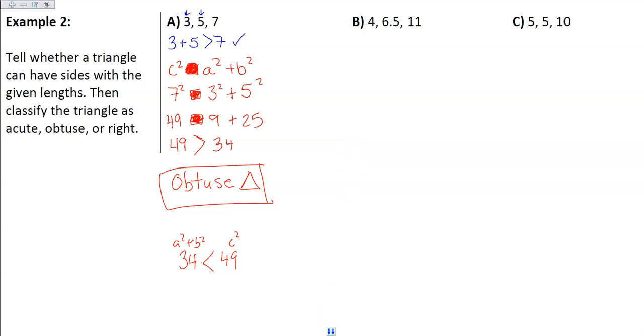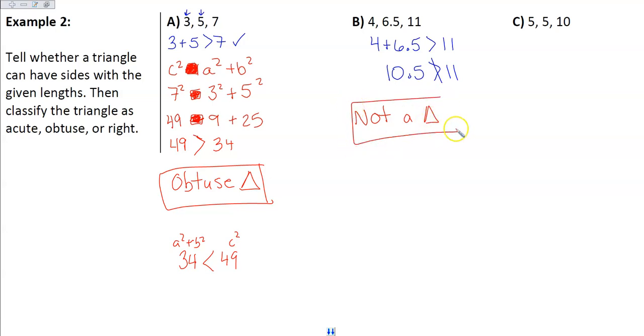All right, let's look at the next one. Okay, I want to know, is this a triangle? So my smallest two sides are 4 and 6.5. I want to know, are they greater than 11? Well, 4 plus 6.5 is 10.5, which is not greater than 11. So that means that this is not a triangle. Okay? My A and my B together are smaller than my C. This does not make a triangle.